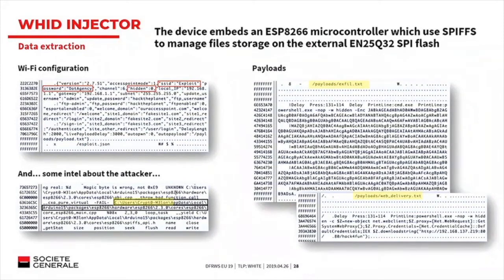This chip uses SPIFFS, the SPI flash file system, which is used to manage file storage. At the moment, we are not able to fully understand it. We are working on it, but we are able to extract the Wi-Fi configuration with some interesting intel, two PowerShell payloads, and some intel about the attackers, giving us great information if there is any OSINT fail on the attacker side. You can see our lovely incident creator here.